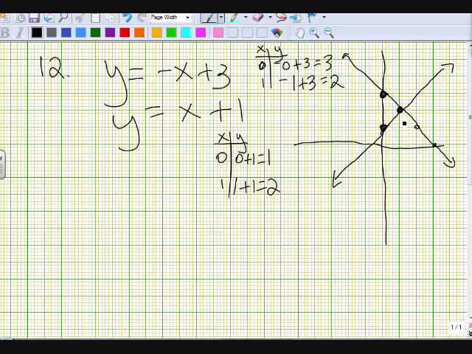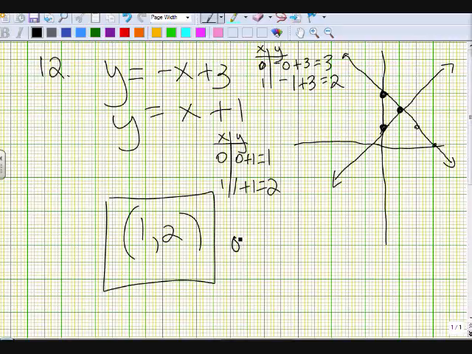There's my other line. Where do those 2 lines intersect? What xy coordinates do those two lines intersect at? Yes, sir. Over 1, up 2. So what is the answer to this solution? Parentheses 1 comma 2, or you can write that as x equals 1, y equals 2. Either answer is complete. Okay.